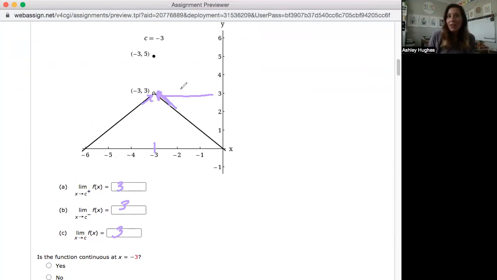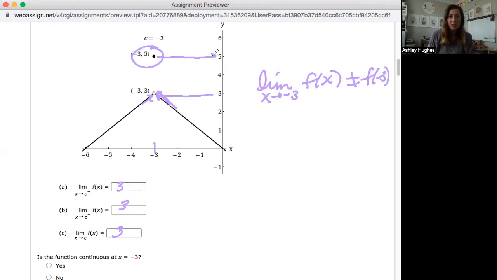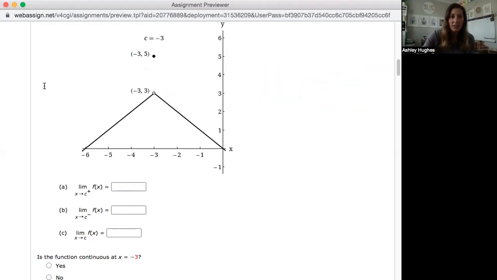But this function is not continuous because of that third reason. The limit as x approaches -3 does not equal the actual output at -3. That means this circle up here. This circle is at 5, and this one is at 3, and 3 does not equal 5. So this function is not continuous. So let me move down.